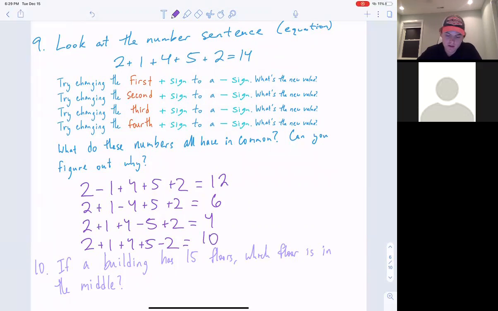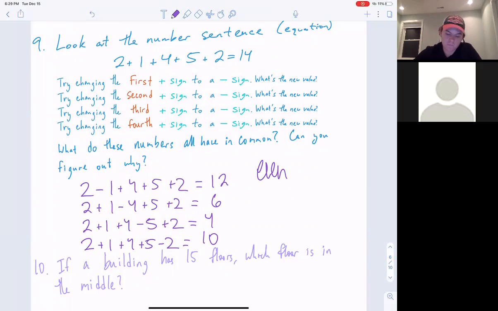So what do these numbers have in common? Can you figure out why? Interesting. Well, what do they have in common? 4, 6, 10, 12. I'll pause, let you guys think about it. Maybe you already figured it out. And what they have in common is that, well, there's a couple of things you could say. They're all less than 14. That's a perfectly valid answer. There's something else that they have in common, which is that they're all even. Okay, they're all even numbers. They end in 2, 4, 6, 8, or 0.